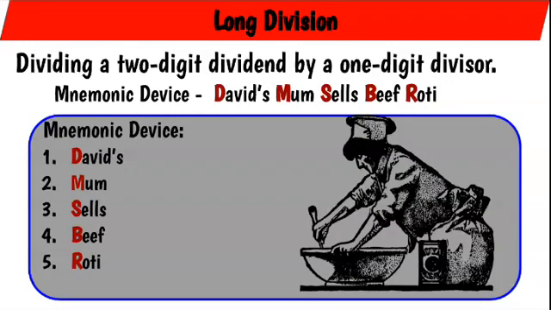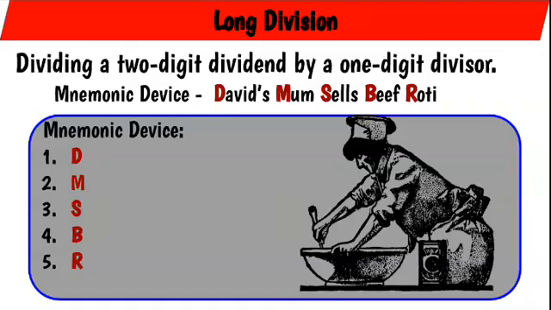Now, doing our long division problems, there are steps that we are going to use, and we need to remember these steps. And to help us remember these steps, we're going to use our mnemonic device. David's mom sells beef roti. So again, David's mom sells beef roti, our mnemonic device, that's going to help us remember the steps in solving our long division problem.